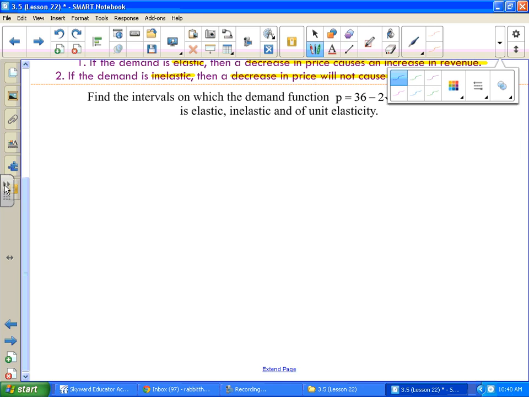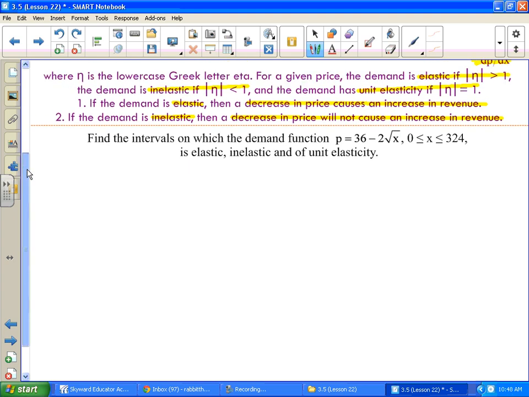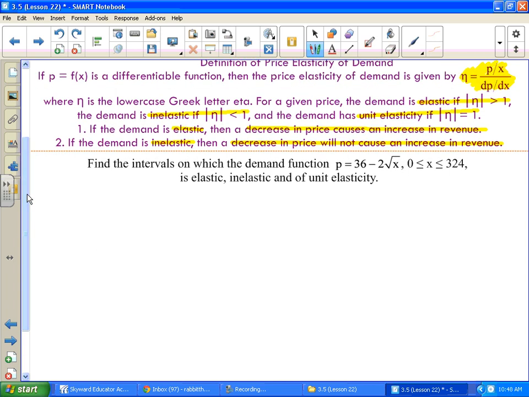All right, let's try. Find the intervals on which the demand function is elastic, inelastic, and of unit elasticity. So first I have to, let me go back up to here. This is what I need. I need p over x, and I need dp dx. What's dp dx the same as? The derivative. So let's find dp dx first. What's dp dx equal?